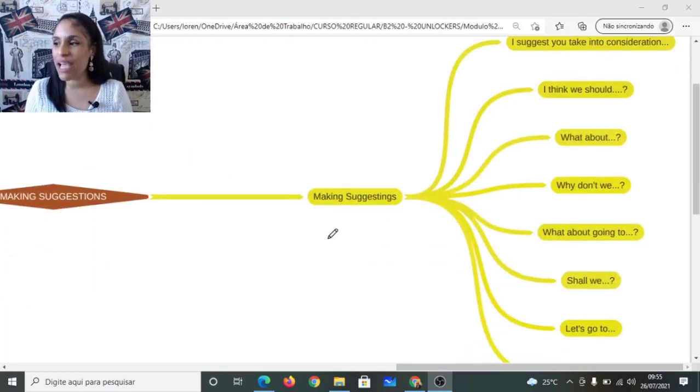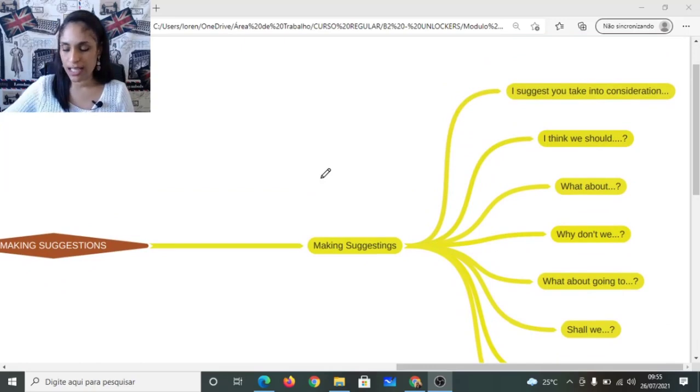Let's make suggestions. How can you do that in English? Do you know? We're gonna learn right now. I can do it, as you know, in so many different ways. The point is, I need to keep in mind and understand in which way I'm gonna use one or another. For example, if I'm talking with a person that is pretty close to me, I can use a very informal language, right?